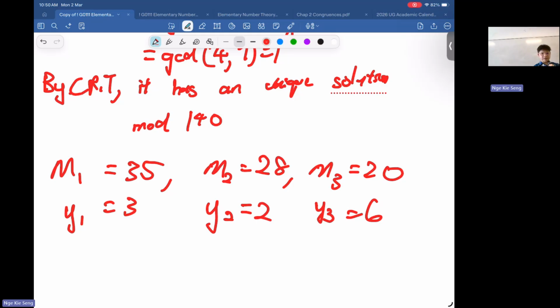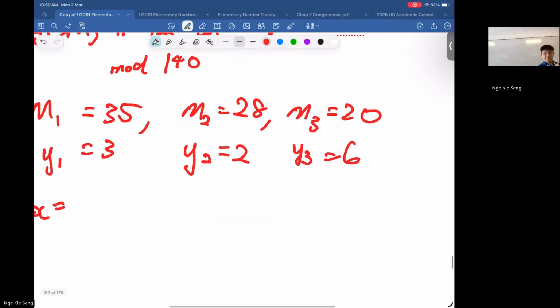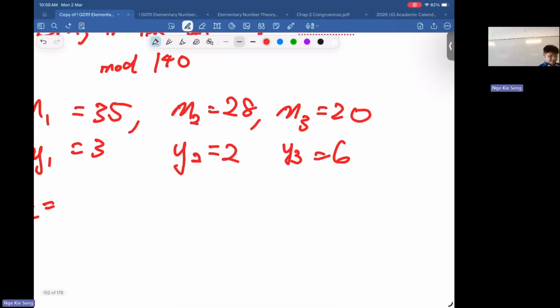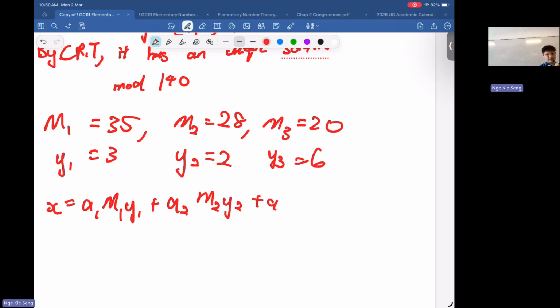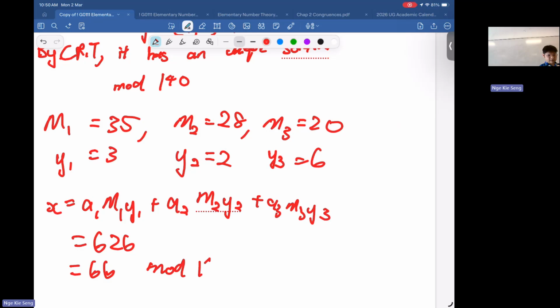Okay, so what's the solution? What's the final solution people get? What's your final solution? 66. Okay, 66. Hopefully you get 66. Maybe you get 626 from this formula first, and then you get 66.